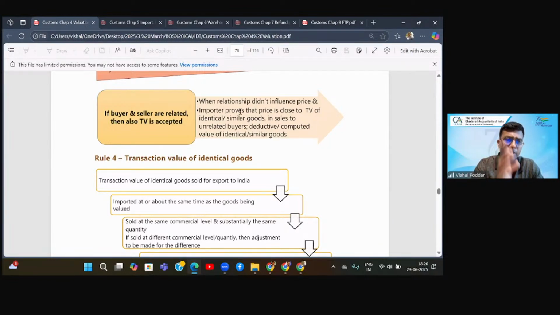So when, as an importer, you prove these two things, then even though we are related, our value will be accepted. And you can understand logically why. Because if our relationship has not affected price, there is no reason for rejecting it. Second, even if you reject and go to other values, they will come out similar, with some 5-10% variation. So why go to another value? That is why you should be able to demonstrate this in case we are related. Then again, our transaction value will be accepted.